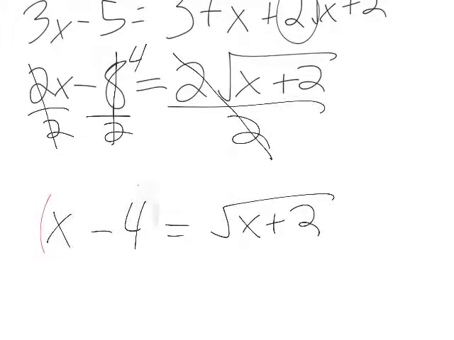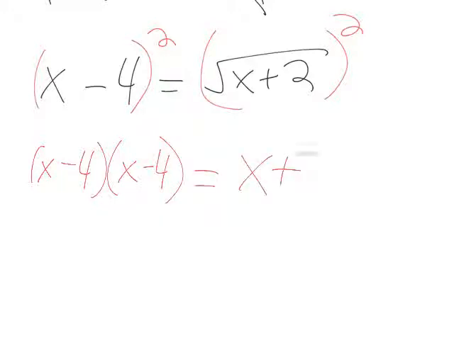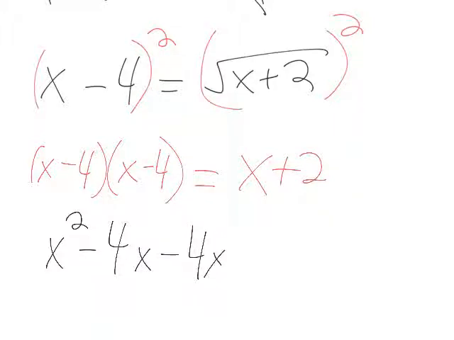We square both sides again. And once again, I do have a binomial right here that I will square. So that's going to give me x minus 4 times x minus 4. That's going to be equal to x plus 2, because when you square a square root, you just lose the root, okay? So if I multiply this out, the x times the x, I get a negative 4x for the outer and a negative 4x for the inner products. And the negative 4 times negative 4 is positive 16.